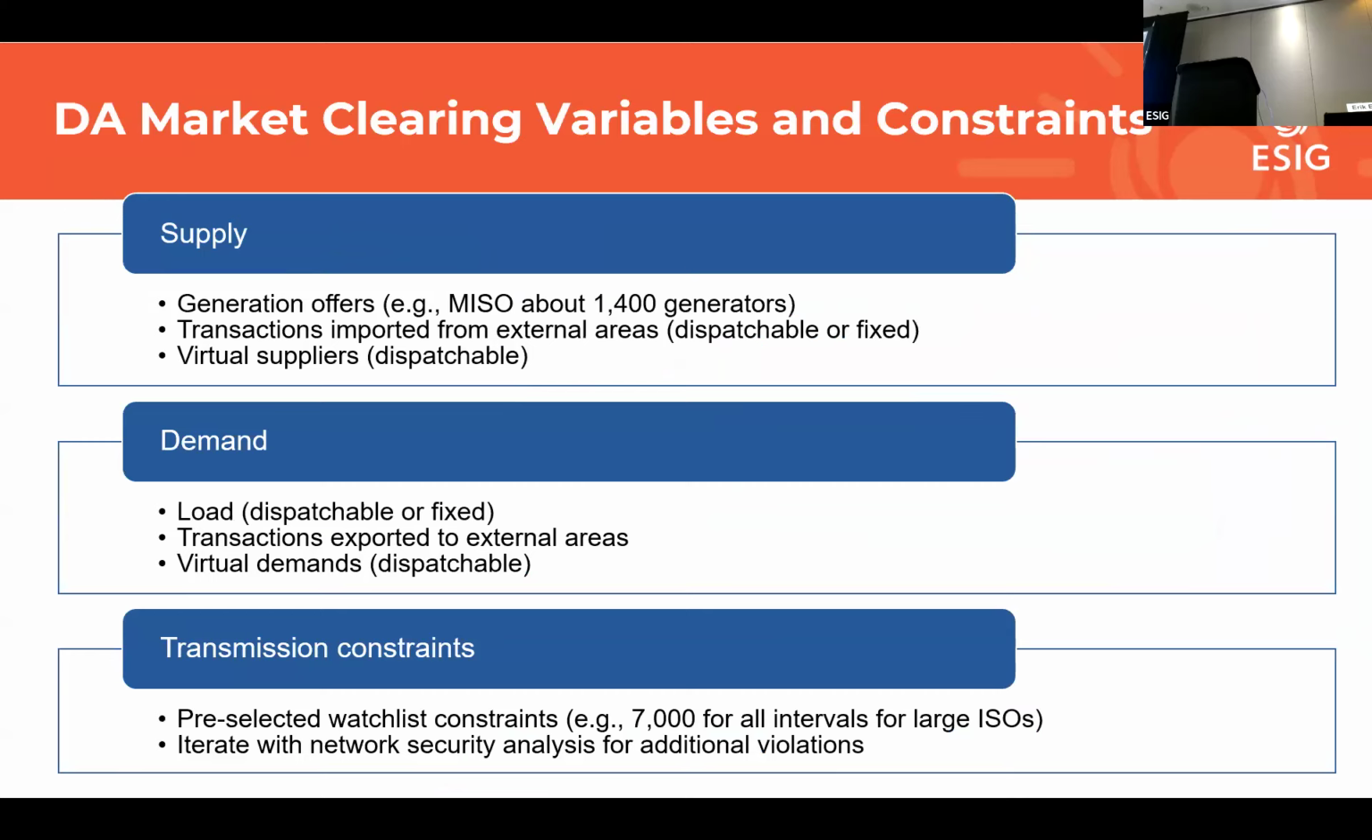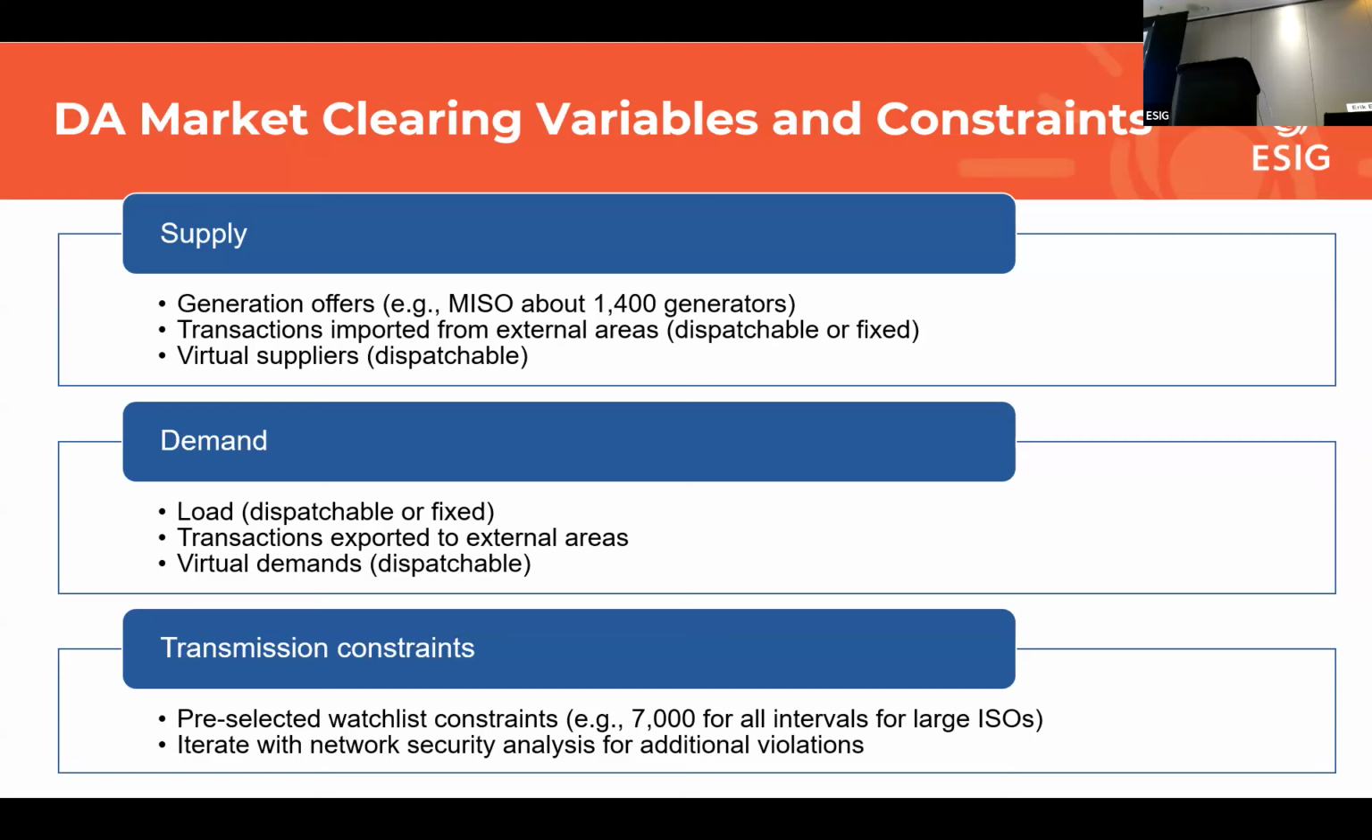On the supply side, we have the generation offers. Larger ISOs, for example, MISO has 1,400 generators. And then there's a transaction from external, a dispatchable transaction, import or export. And also, as Erik mentioned earlier, there's virtual supply and demand. Virtual was introduced to bridge the gap between day-ahead and real-time, basically to drive convergence. And then transmission constraints can also be large in number.